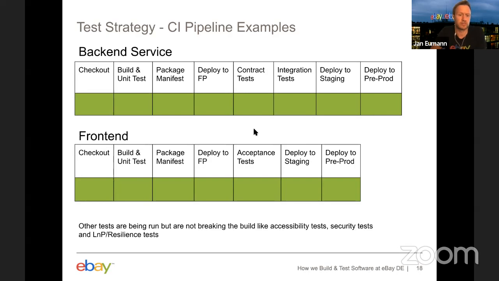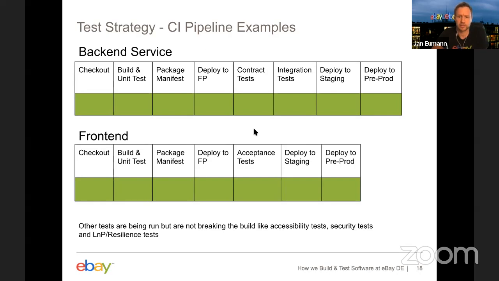For the front end, it looks pretty much the same. Check out, building and unit testing, building the manifest, deploying to these internal feature pools, the internal test environment, and running some acceptance tests. If that's all fine, we deploy to staging, because we don't want to deploy something broken to staging. Those acceptance tests might be only a handful of tests, to make sure that the page is working and that the basic and most important things are there. And then we deploy to the central test environment and to the pre-production environment.